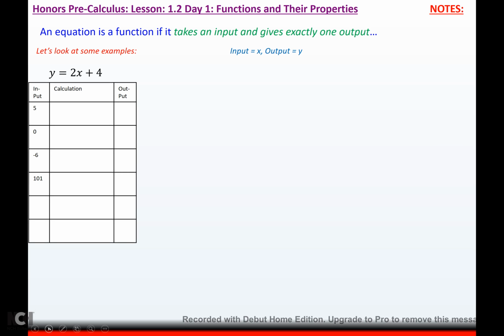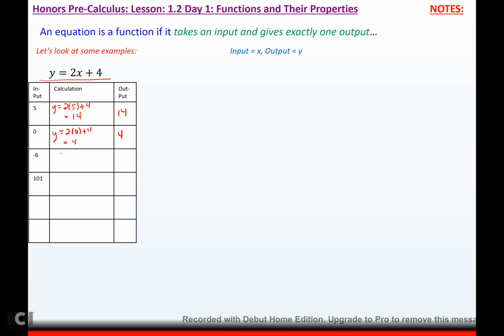So if I look at some examples, this is going to be a line, but watch. If I plug in 5, I get y equals 2 times 5 plus 4, which is 10 plus 4, which is 14. So my output would be 14. If I plug in 0, I get y equals 2 times 0 plus 4, which would be 4. So I get an output of 4.